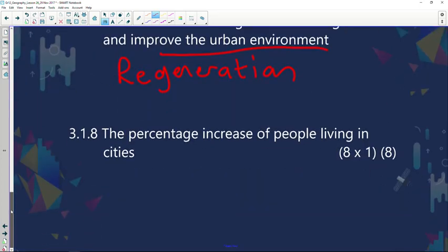And our last question, the percentage increase of people living in the cities, that is not urban growth, but that's urbanization. Okay. Get familiar with these concepts. Very importantly, if you look at your textbook, you will see the concepts with definitions explaining each and every one of these concepts. And every single question is going to start with short answer questions like this, where you need to be able to define the concepts.